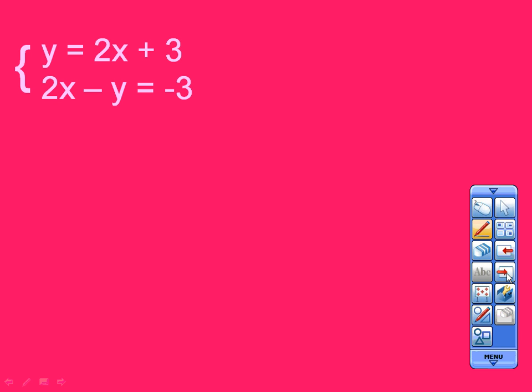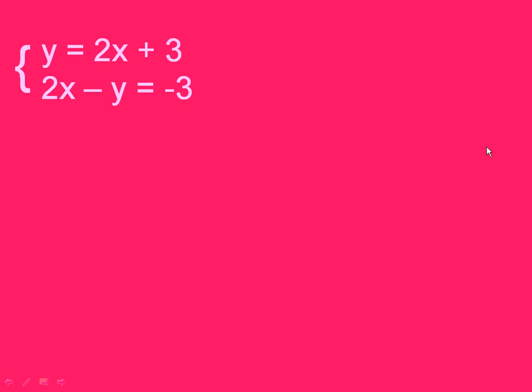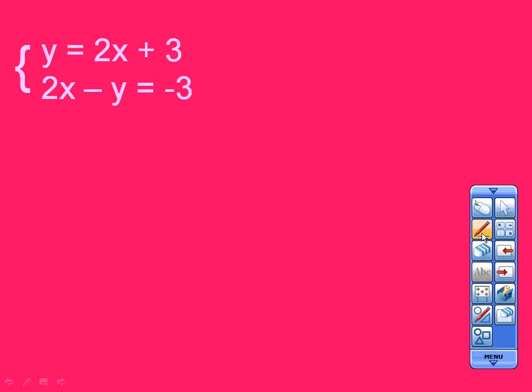Okay, next one. What am I going to do? 2x plus 3. This is hard to see. That's okay. So I have 2x plus 3 is equal to my y, right? So 2x minus, put in my parentheses, 2x plus 3 equals negative 3. So the only thing that changed was what I substituted.